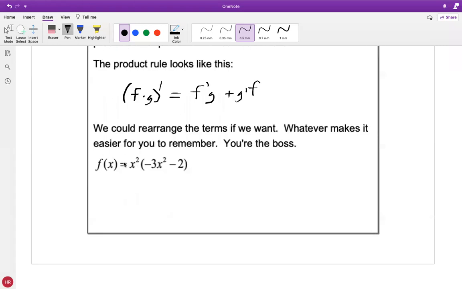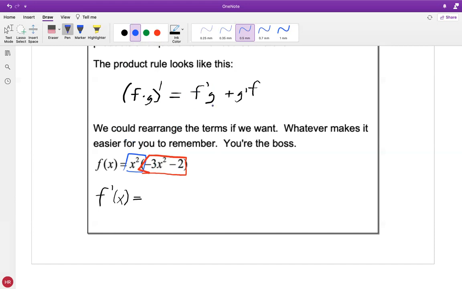And this is one where you could multiply this in and then just do the derivative of the powers, but I want to do it this way just to show you guys that this is a thing that can be done. So if this is f of x, what is f prime of x? Think about this: there are two functions here multiplied. There's the blue one and the red one. These things are multiplied together. So the product rule says the derivative of a product is the derivative of the first thing times the second one. The first thing is x squared. The second thing is negative 3x squared minus 2.